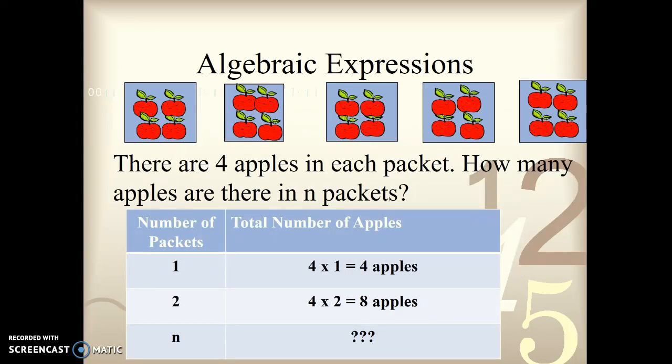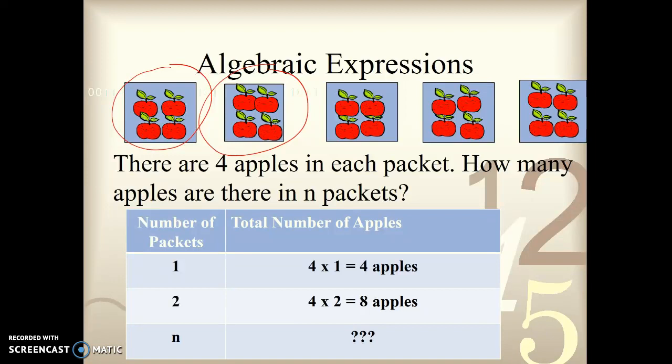Okay, now we're going to start talking about multiplication. So if you look at our little model right here, we have some packets. We have packets with apples in them. There are 4 apples in each packet. How many apples are there in n packets is what we want to find out. Well, if we have one packet and we wanted to find out how many apples were in that packet, we could say there were 4 times 1, which equals 4 apples. If we wanted to find out how many apples were in 2 packets, we would say 4 times 2, which would equal 8 apples.